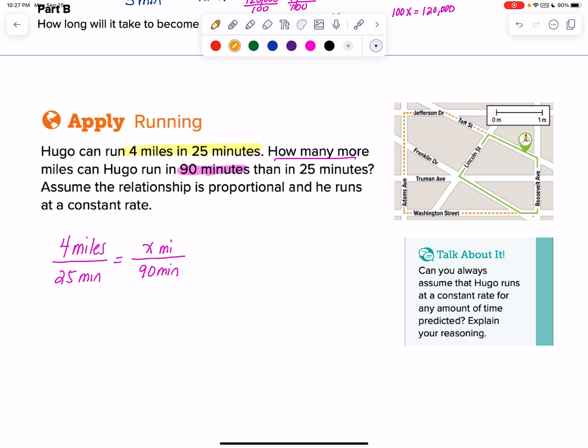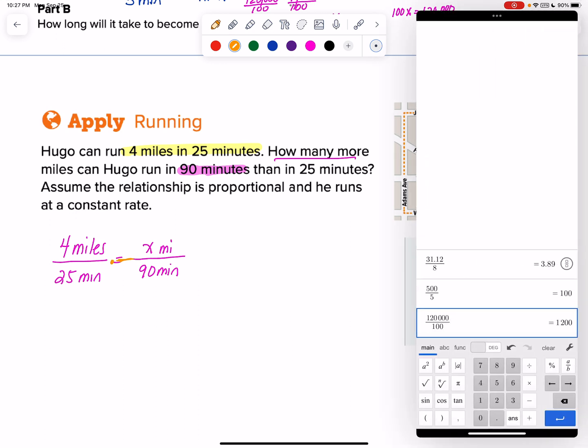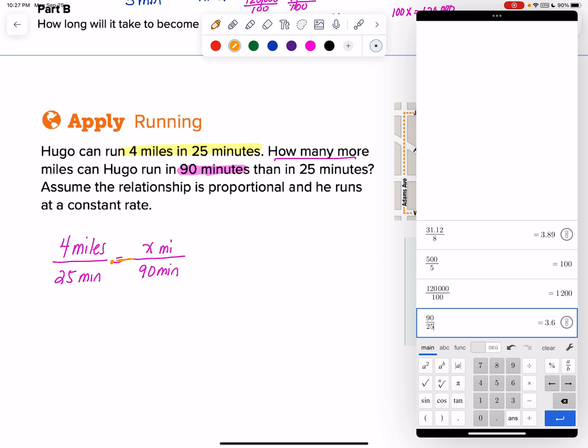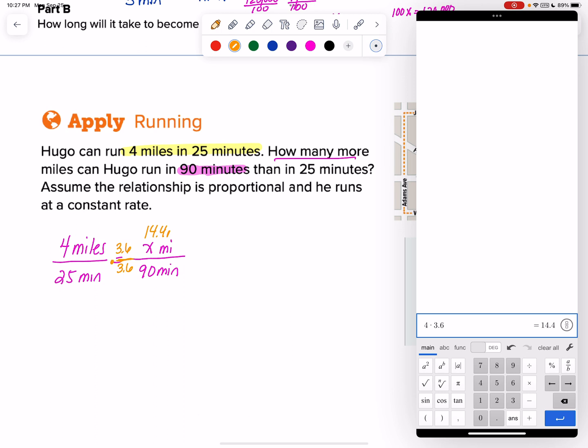Okay. So if I look at my 25 to 90, I'm asking, well, times what over what? So 25 times what gets me 90? So I can just do my inverse operation, 90 divided by 25. And so you can see our multiplier is 3.6 over 3.6. And so 4 times 3.6 is 14.4 miles. Okay, so there's my amount in 90 minutes.